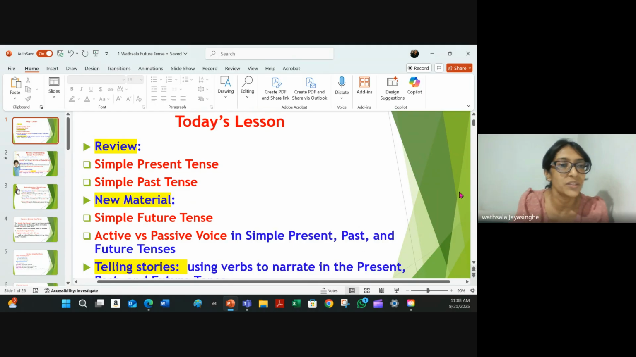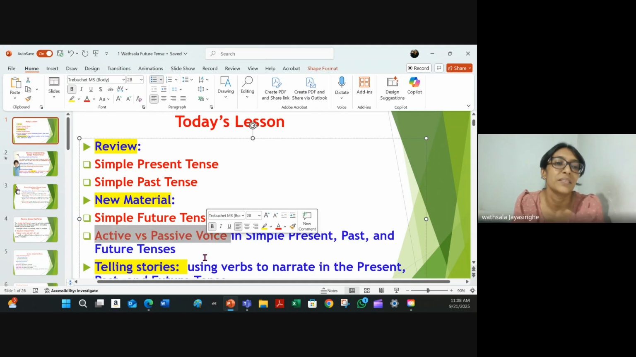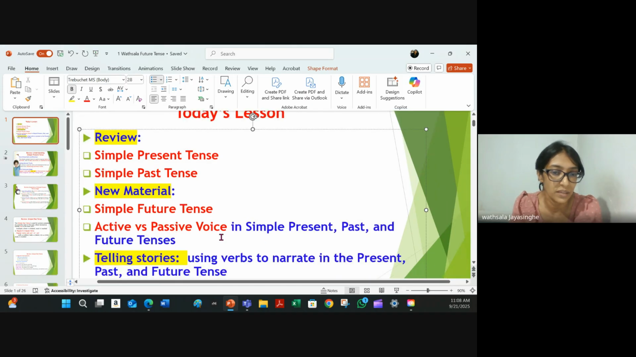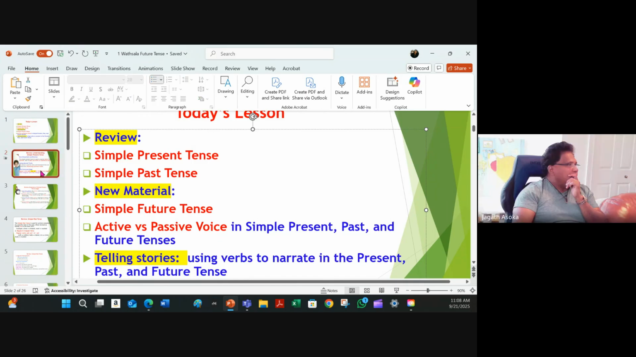We talked about simple present tense and simple past tense a couple of weeks ago. Today we are going to talk about the simple future tense, active voice and passive voice in simple present, past and future tenses, and telling stories using verbs to narrate in the present, past and future tense. Okay, good. All right.